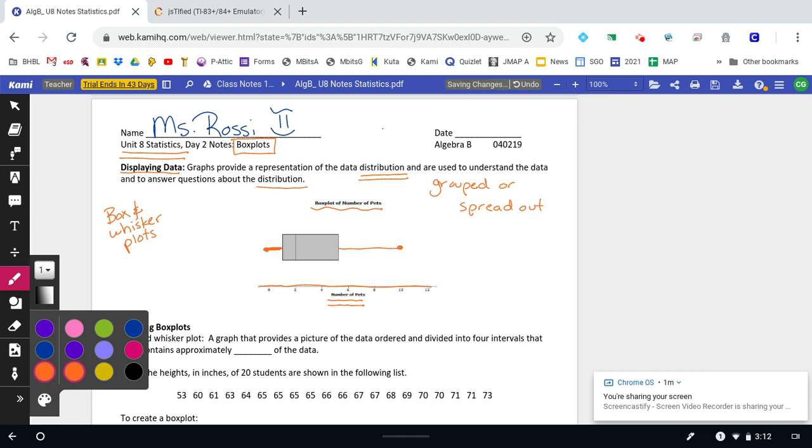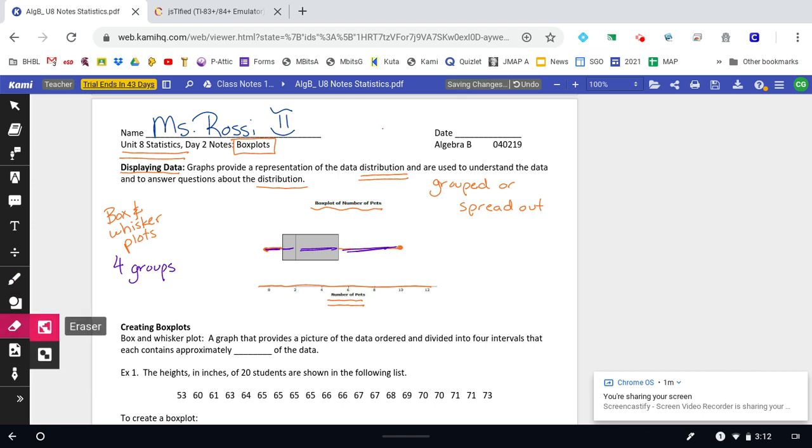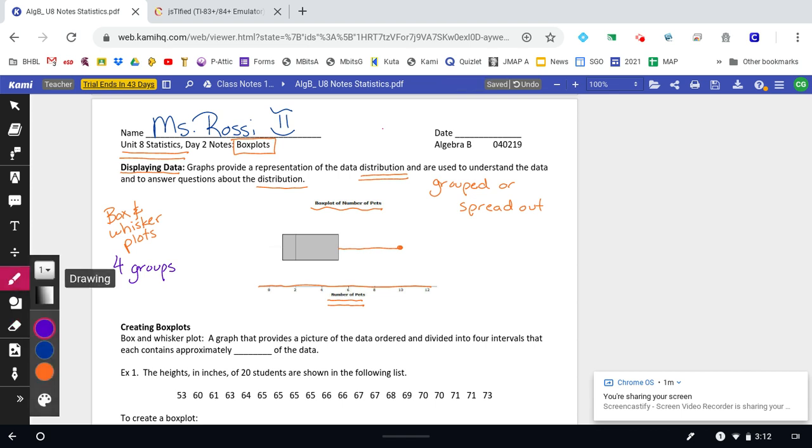What this box plot is doing is showing the data broken up into 4 groups. Notice there's 1 group, 2 groups, 3 groups, 4 groups. Now to make these 4 groups, we take all the data and put it into 4 even groups. The first thing we do is cut it in half.